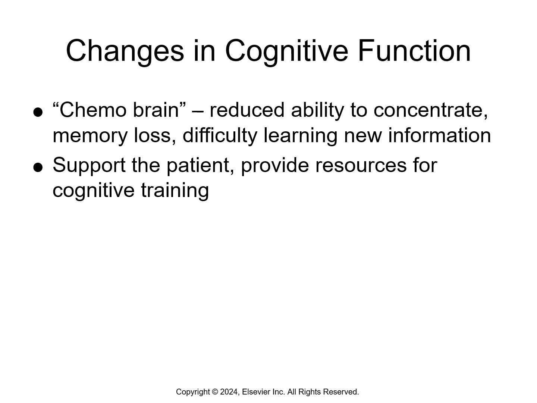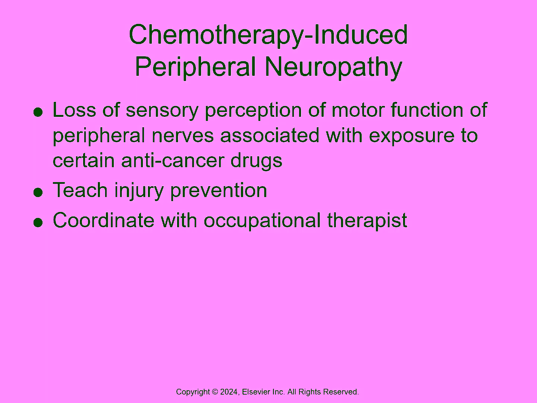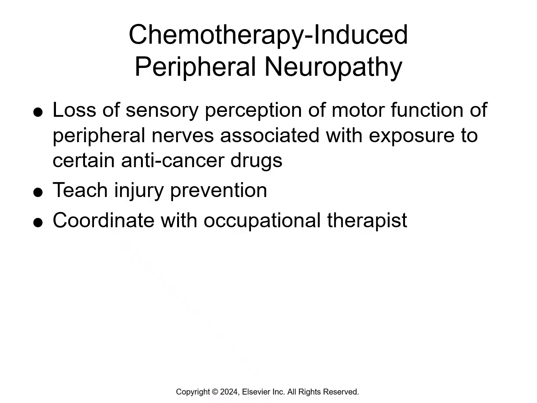The peripheral neuropathy, that's chemo-induced. It's loss of sensory perception. We want to teach them injury prevention by all means, because they're going to have numbness, tingling, burning, weakness, and possible nerve damage. So we want to focus on fall prevention, injury prevention, and they may need an OT consult. Neuropathy can make patients lose balance and burn themselves without realizing it. So that's an important concept.